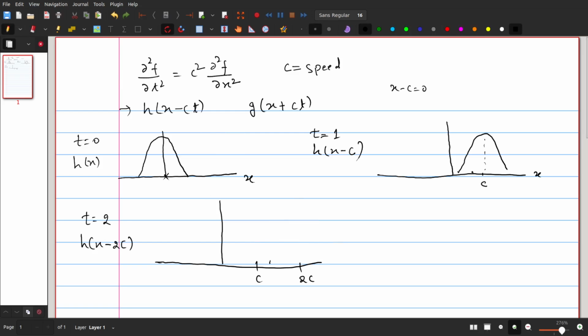I'm just trying to say that it will shift to the right, but its shape will remain the same. It will be maximized at 2c, and it will be localized at 2c. So this function h(x - ct), as time progresses, is moving to the right. Its shape remains unchanged, and it's simply shifting to the right. So this is also called a right moving wave. h(x - ct) is called a right moving wave.